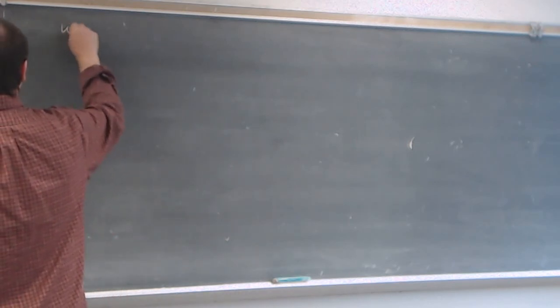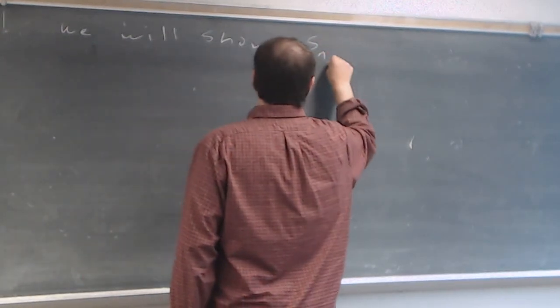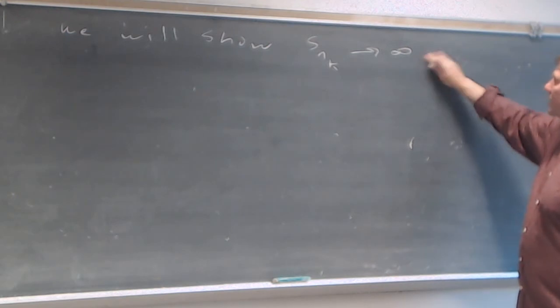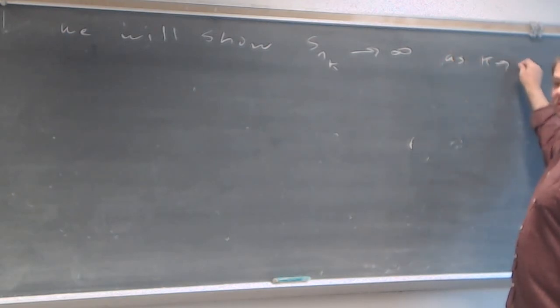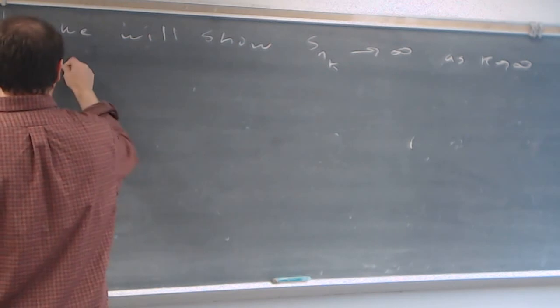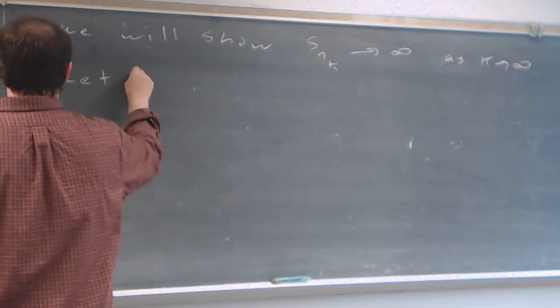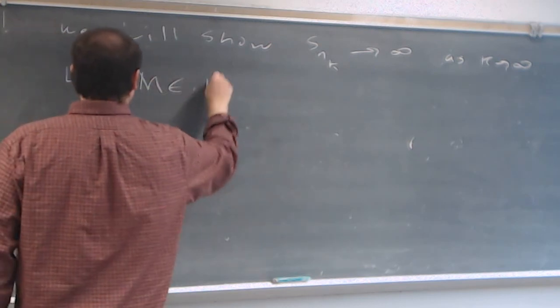Okay, now we will show S sub n sub k goes to infinity. And really, what variable's moving here? Okay, that's correct. Good. Okay, how do I show this? Well, Dennis, what's the definition? I'm going to let m be given, a real number.